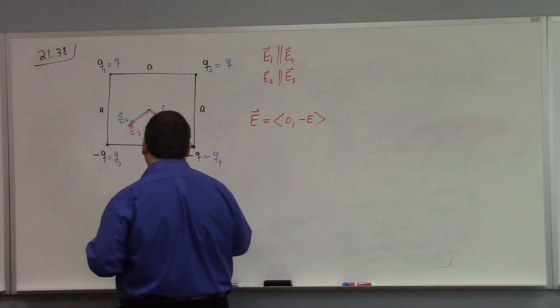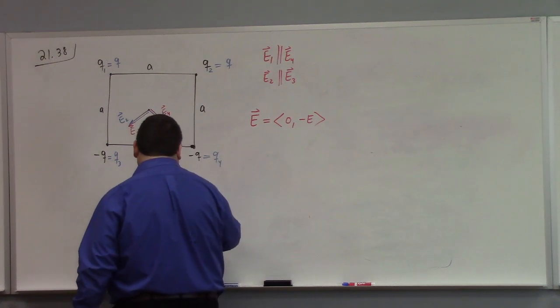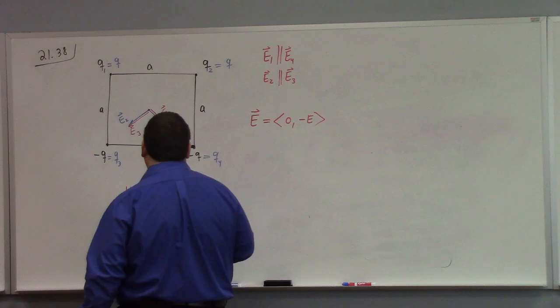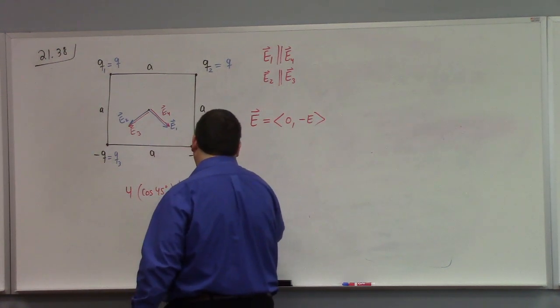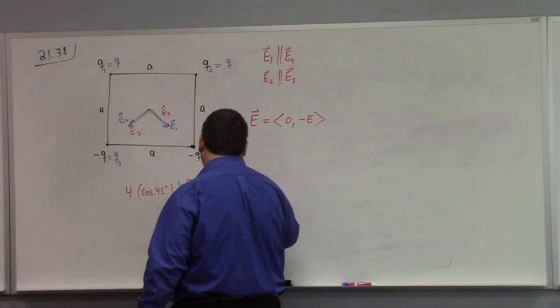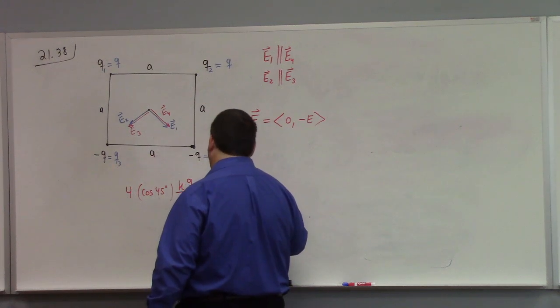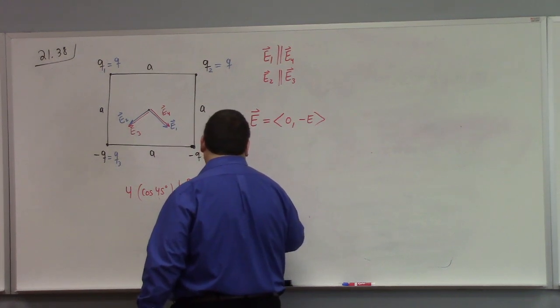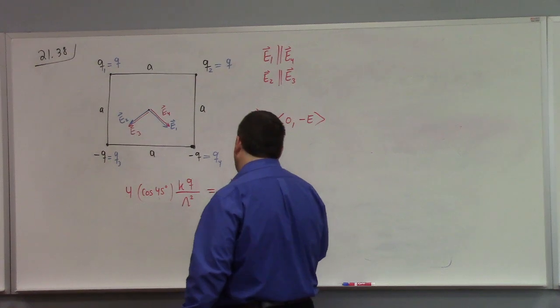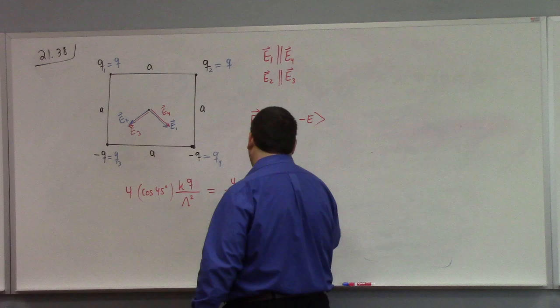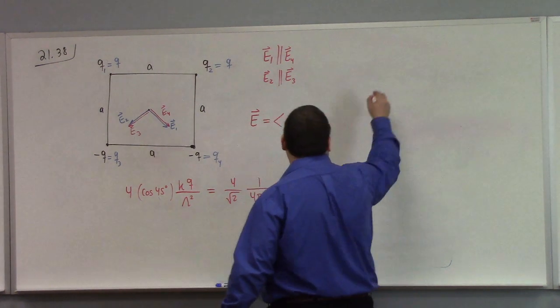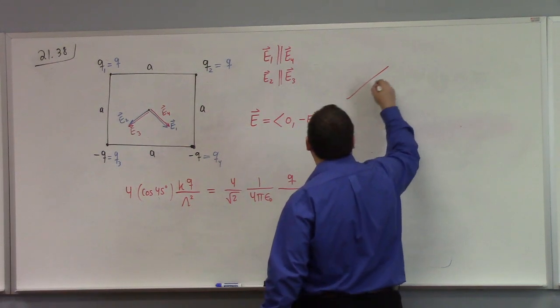So it's kq over the distance squared, just like the square root of 2. Okay, so we got 4 divided by the square root of 2 times 1 over 4 pi epsilon naught, and q. This is an even problem, we can't check. And you just told me that the r was actually the square root of 2 times a. Are you thinking about it like this?